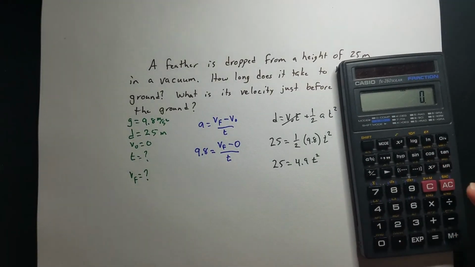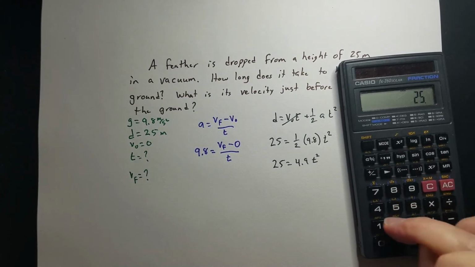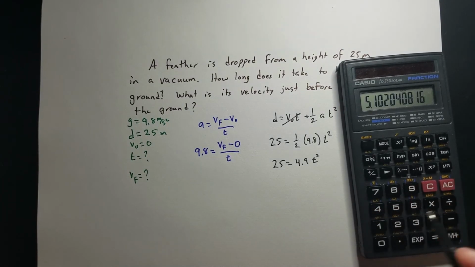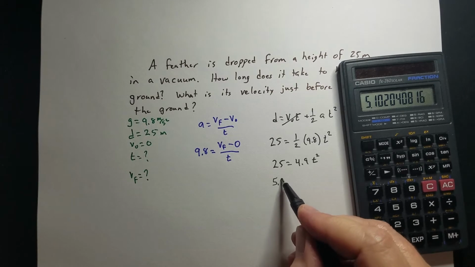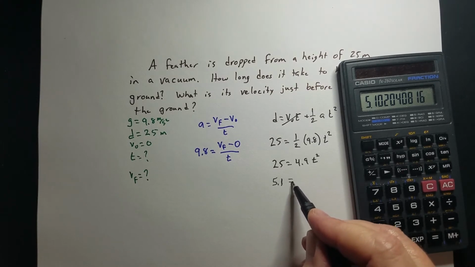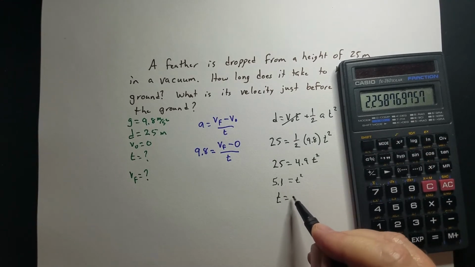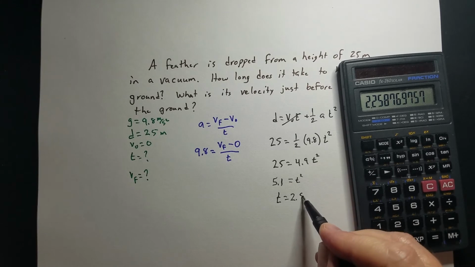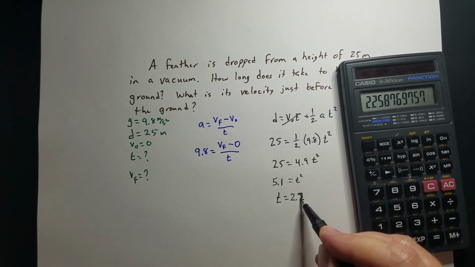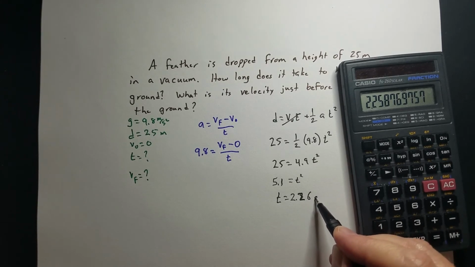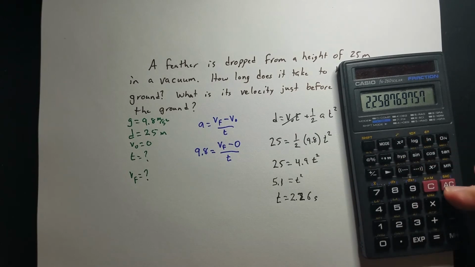Go ahead and let's just do the math. 25 divided by 4.9 gives me 5.1 for t squared, but we don't want t squared, we want t, so we're going to take the square root. And so our time is 2.26 seconds if I round off.